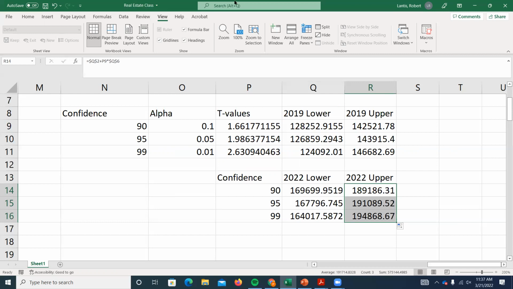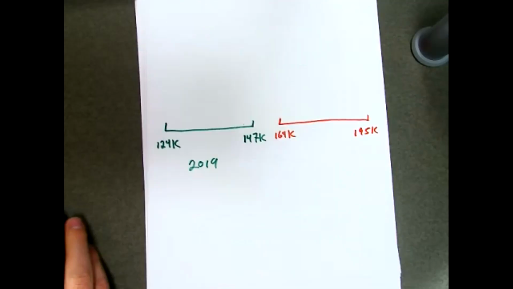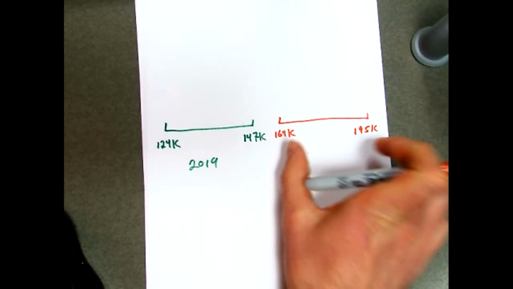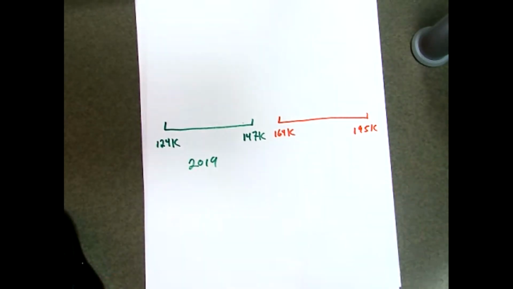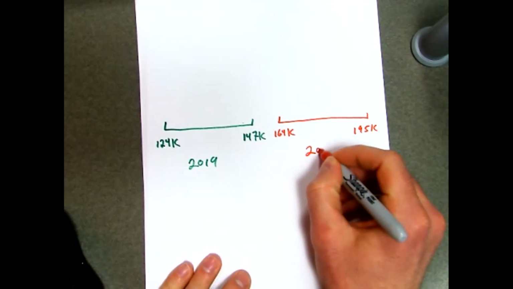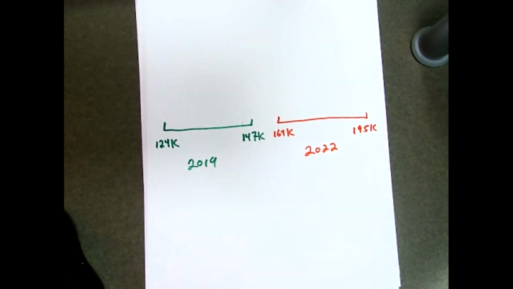Okay. So all I did there, I took those two values and I plotted them so we have a nice visual of what these confidence intervals look like. So here was 2022, here was 2019. This is an interesting example because at the 99% level, what could I say here? Based off these confidence intervals, what's happened to home prices in Indiana?